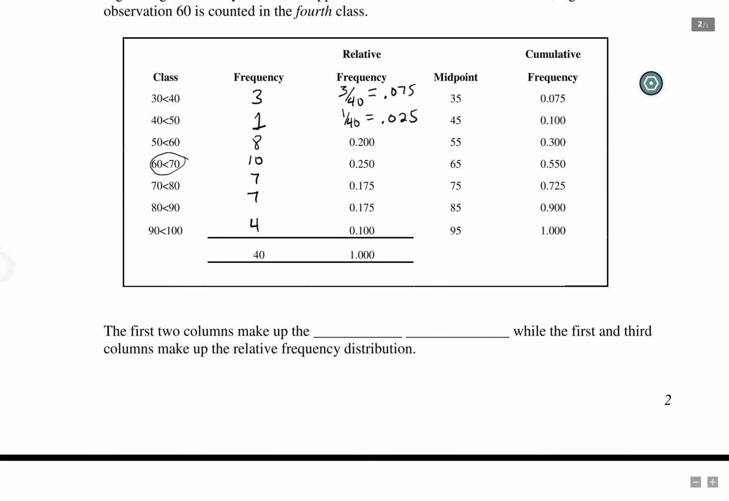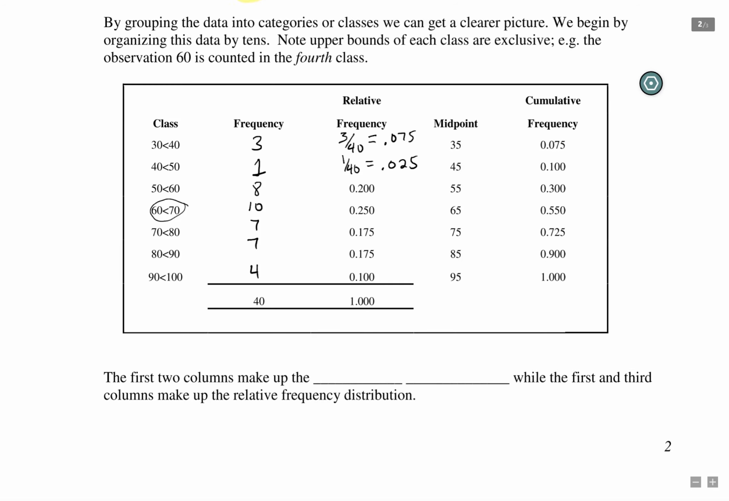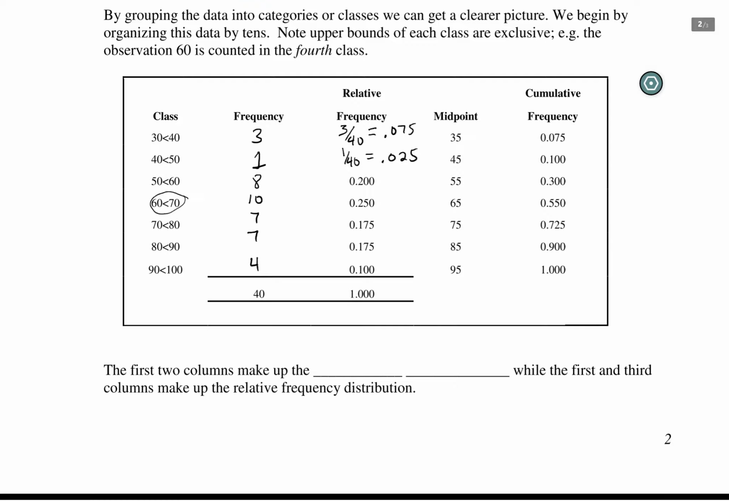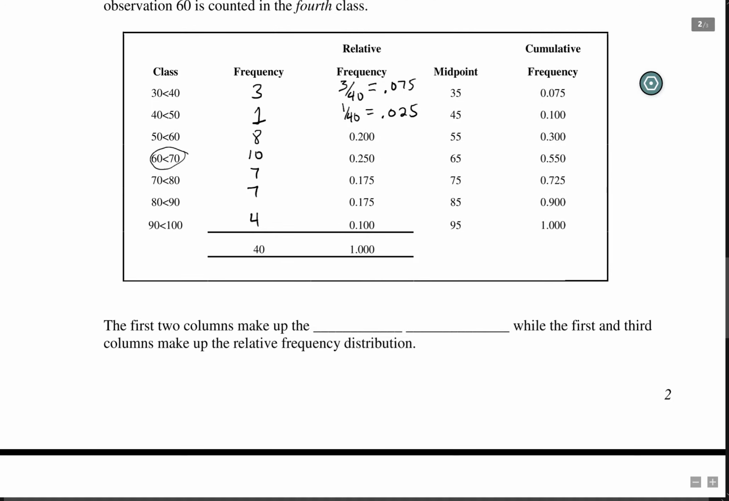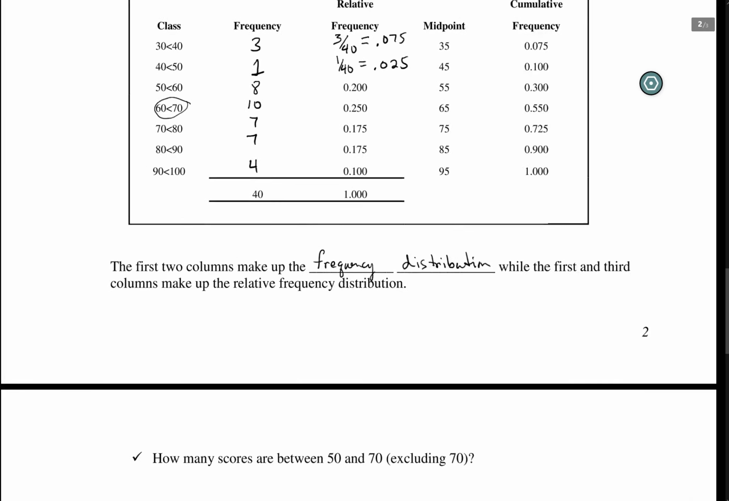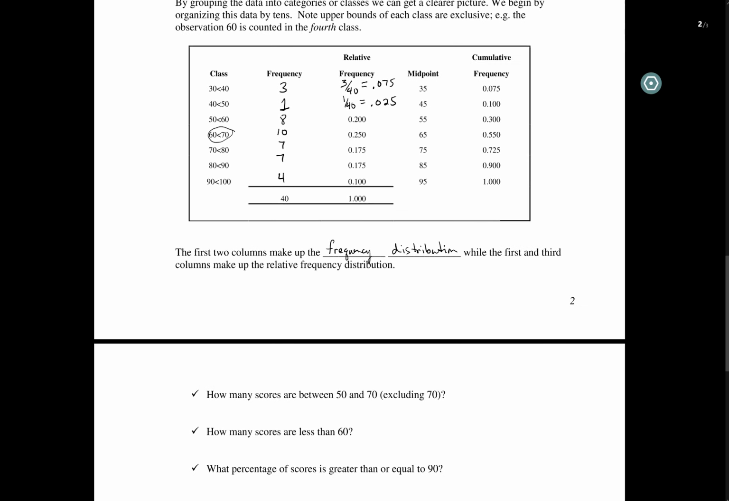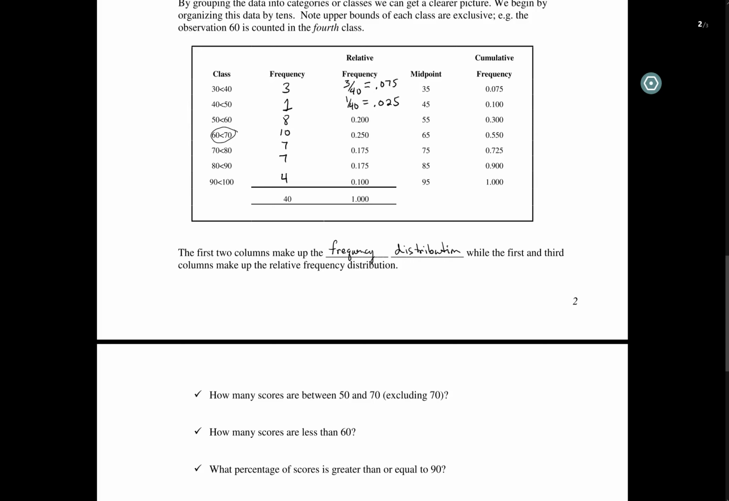Okay, so to summarize this table here, the first two columns make up the frequency distribution, while the first and the third columns make up the relative frequency distribution. So just to get a sense of applying this, this is a frequency distribution.